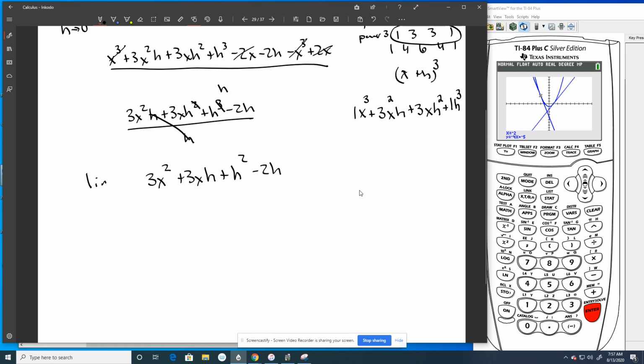And don't forget that we still have a limit as h goes to 0. So the limit as h goes to 0 of this new yucky equation. Well, as h goes to 0, 3x squared doesn't change. But as h goes to 0, 3x times h, when h hits 0, that becomes 0. And h squared, when it becomes 0, becomes 0. And minus 2h becomes 0.